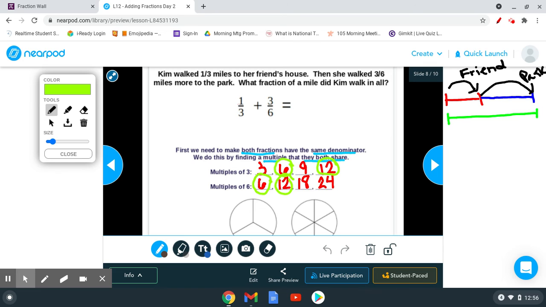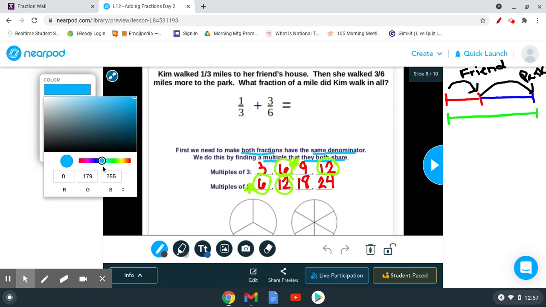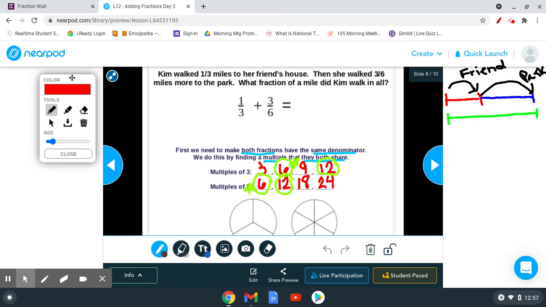6 and 12 appear in both lists, which means that either of those numbers could be used as our same denominator or common denominator. But the trick is that you always want to use the smallest one. This will save some steps at the end. So we're going to go ahead and use the 6 as our common denominator. So what that means, guys, is that we need to take our problem, and our problem now, instead of it being 1/3 plus 3/6, it's going to be some amount of 6 plus some amount of 6. So you can see now we're using the same size pieces.